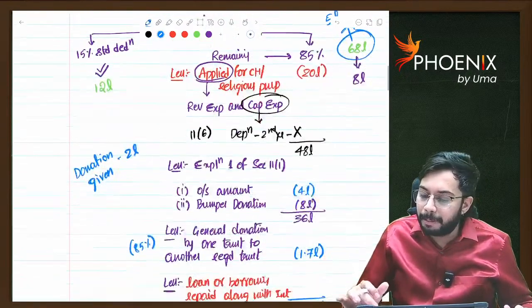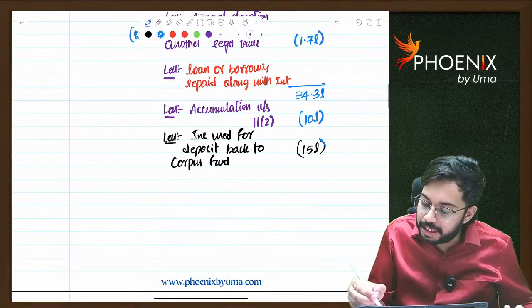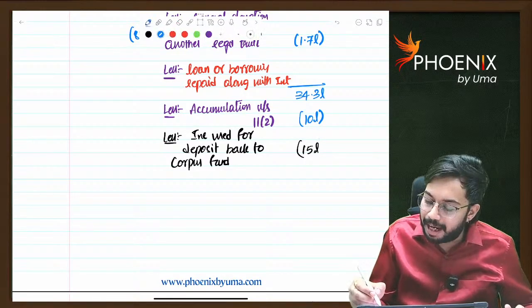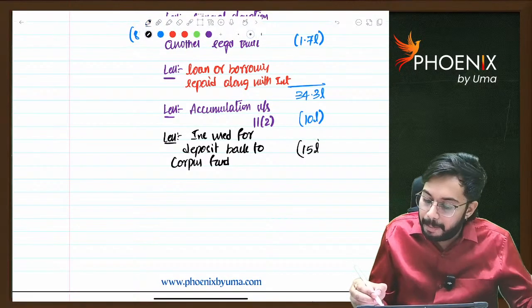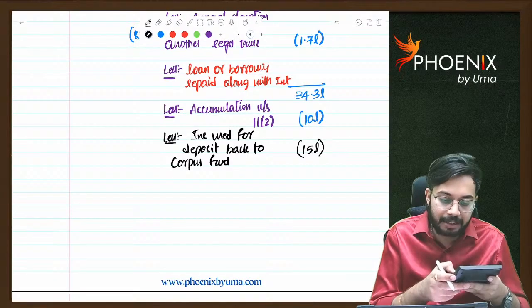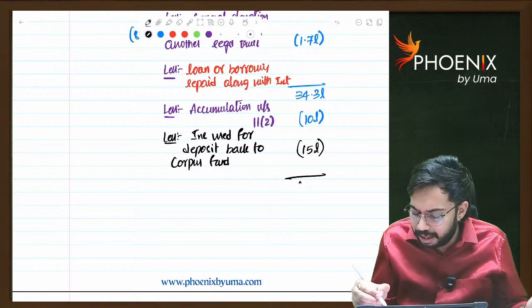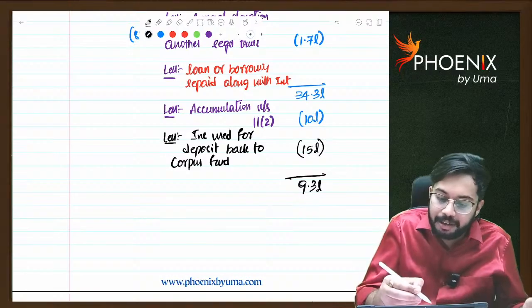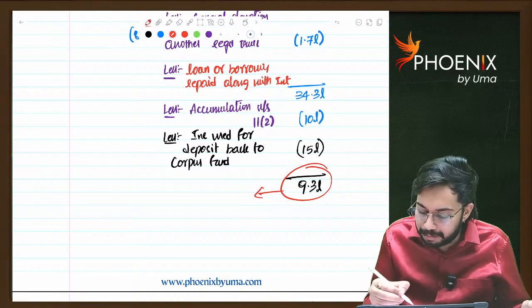So most of the points I have covered. After reducing this 15 lakhs, how much is balance available? Balance available is 34.3 minus 10 lakhs minus 15 lakhs. Balance 9.3 lakhs is available. This 9.3 lakhs is taxable at slab rate.